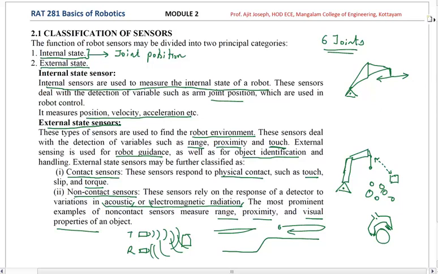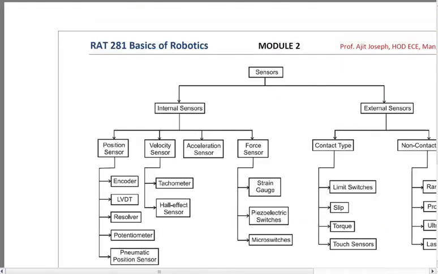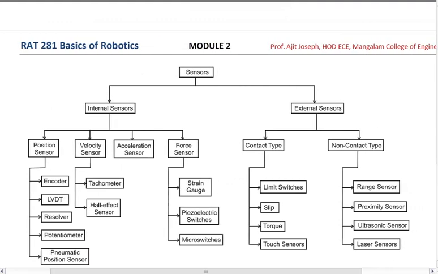So let us look at the classification with the help of a diagram. Sensors are broadly classified into external and internal sensors. Let me zoom in a little bit more. In the internal sensors, we will have basically the position sensor, the velocity sensor, the acceleration sensor, and the force sensor. We have to study each of these kinds of sensors: the different kinds of position sensors, velocity sensors, acceleration sensors, and similarly force sensors.